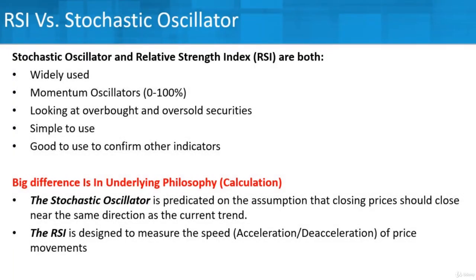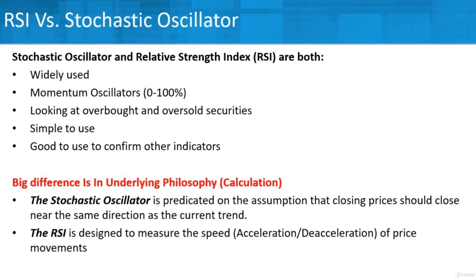So first off, let's talk about their similarities, because it's more similar than different, actually. With the stochastic oscillator and the relative strength index, they are both widely used. They're both very, very popular. They're both momentum oscillators, so that means it's going to be between 0 and 100%. So they're all going to be percentages, and they're all going to be positive numbers. They're really looking at these overbought and oversold situations. That's what we're trying to identify as we get closer to peaks and troughs of overbought and oversold securities.